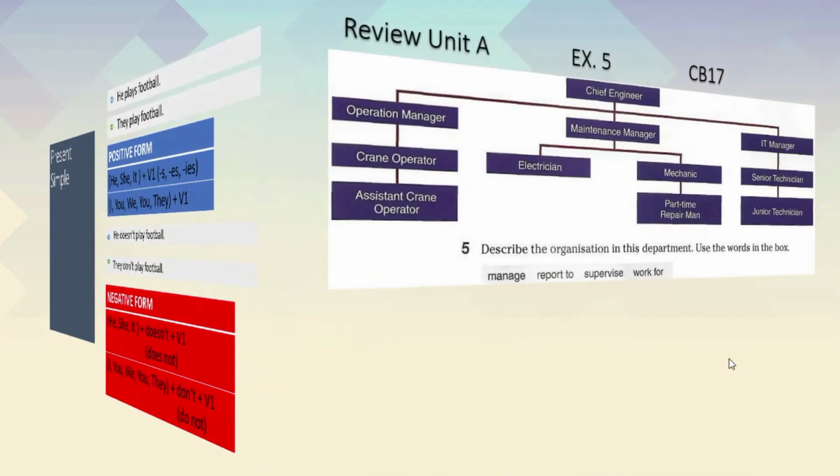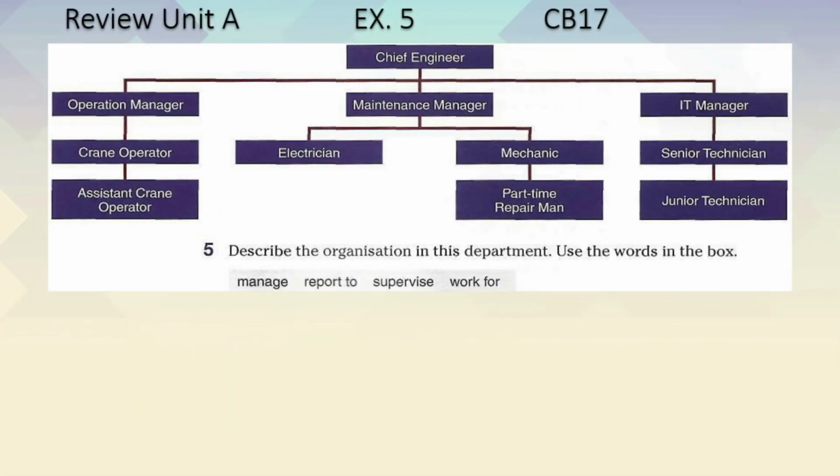Now, still on page 17, we're going to do exercise 5. We have an organizational chart. Our task is to describe the organization in this department. Use the words in the box: manage, report to, supervise, and work for. This is job description. And remember, we said the present simple is used for job description. Now, let's look at the sample answer.